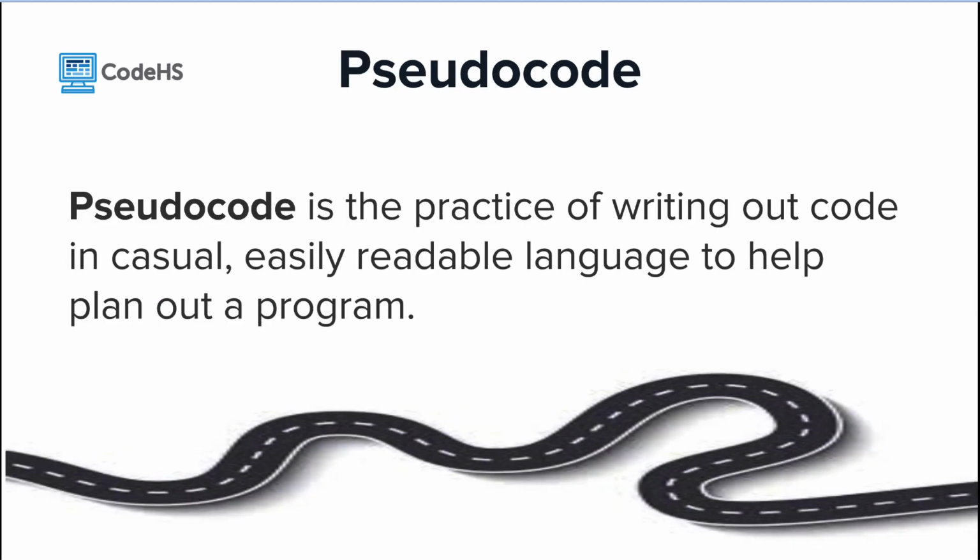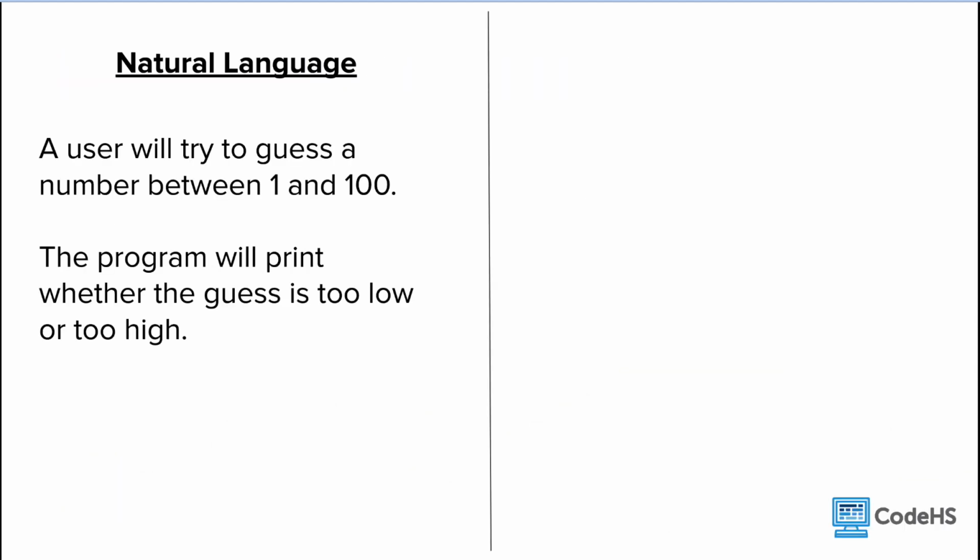We use pseudocode to write out the steps of a problem before translating them into code that the computer will understand. Pseudocode is intended for humans to be able to easily read and understand. It would not work in machine code until it's translated later using the correct syntax. Let's see how it works. Let's say we want to write a program that lets the user guess a number from 1 to 100. Here's the program in natural language. It easily explains how the program should run.